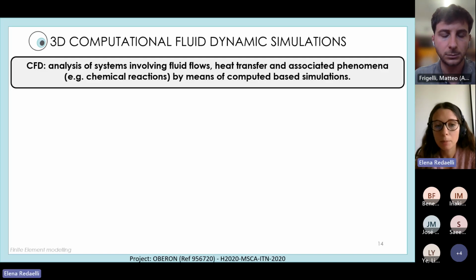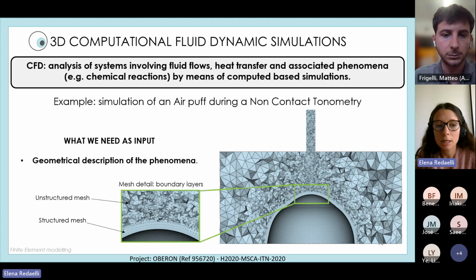Regarding the simulation of the air puff, we need some requirements as an input of the simulation. First of all, we need a geometrical description of the phenomenon we are going to simulate. In this case, the phenomenon is the air that at a certain point reaches a velocity. So we need a very large domain in which this air jet can go through, and this domain should be large enough so that the boundary of the model does not influence what is happening inside. You can see here that the mesh of this fluid is different from the mesh of the structure.